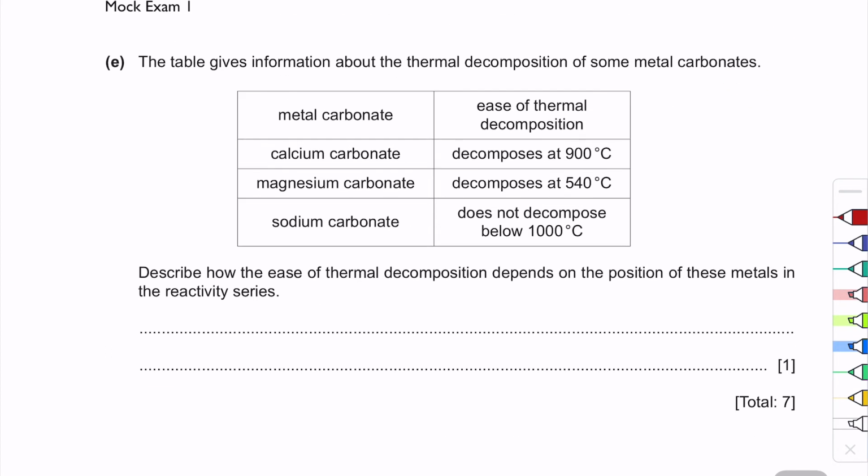The table gives information about thermal decomposition. We have carbonates, and you can see that it's easy to break down calcium carbonate, even easier for magnesium carbonate, and much more difficult for sodium carbonate. It's no coincidence that sodium we know is the most reactive, calcium after that, and magnesium after that in these three. So describe how the ease of decomposition depends on the position of these metals in the reactivity series.